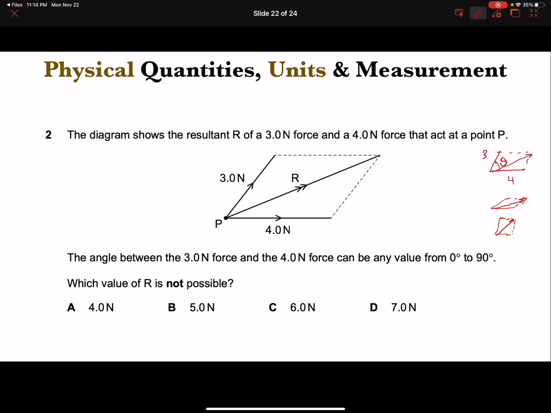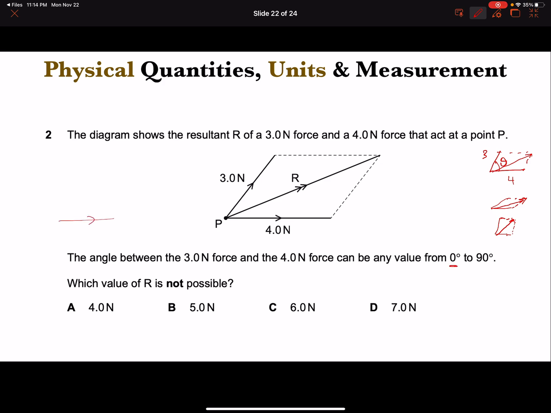Well, what we can do is just look at the extreme cases and see what the values at those extreme cases are. What we do know is that if I increase the angle, my resultant vector is going to decrease in magnitude. And if I decrease the angle, my resultant vector is going to increase in magnitude. So let's look at that. Let's say I'm going to look at the value 0 first.